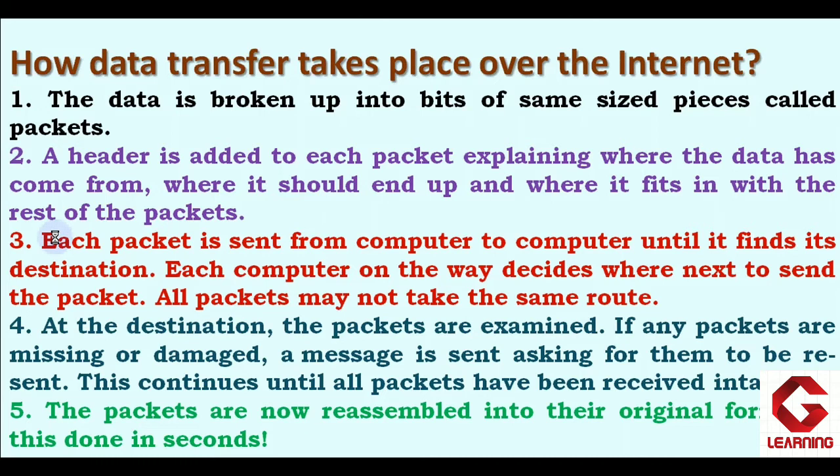So after dividing the complete message into same size pieces called packets, here in the second step, one header is added to each packet, and this header is containing the IP address of the sender computer, then the IP address of the receiver computer, and thereafter its sequence number also. Now sequence number, what is it?